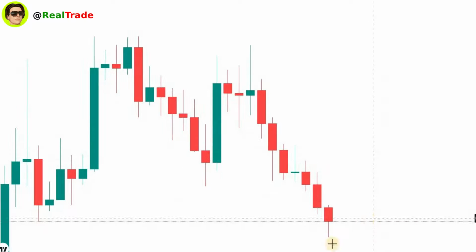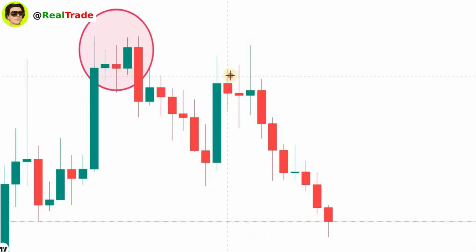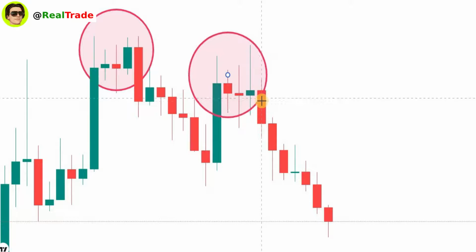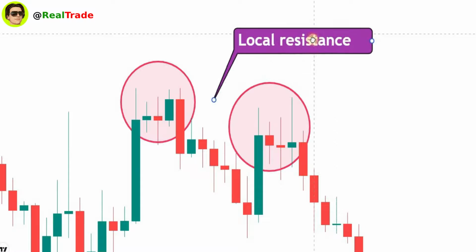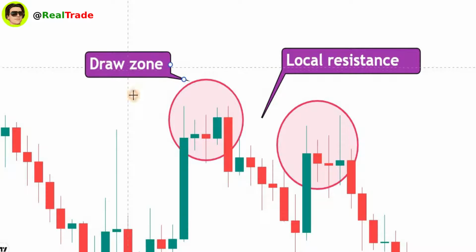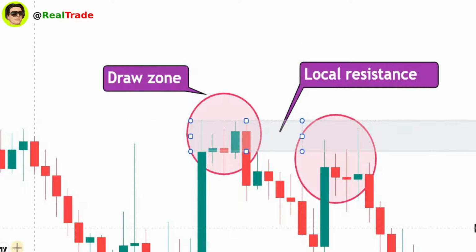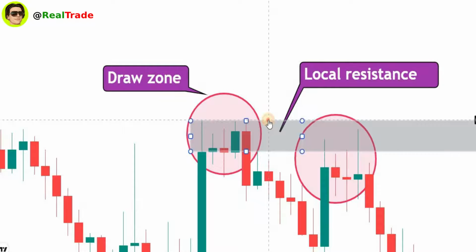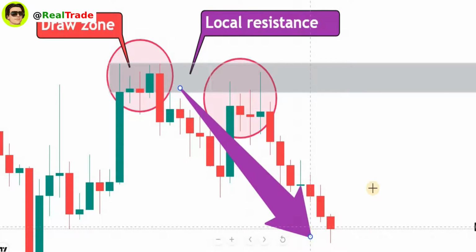Give another example. End of the candles, this area is local resistance. Is return price, fast sell, local resistance. I want design zone, this area. Yes, design zone. This zone is local resistance. Yes, the fast sell.